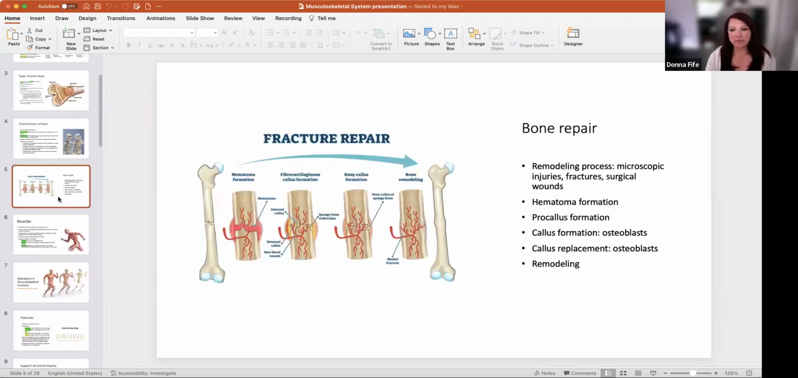Bone repair, the remodeling process: microscopic injuries, fractures, or surgical wounds can occur that need to be repaired. There's hematoma formation, procallus formation, callus formation, which involves osteoblasts, and callus replacement, which also involves osteoblasts, and then remodeling occurs.